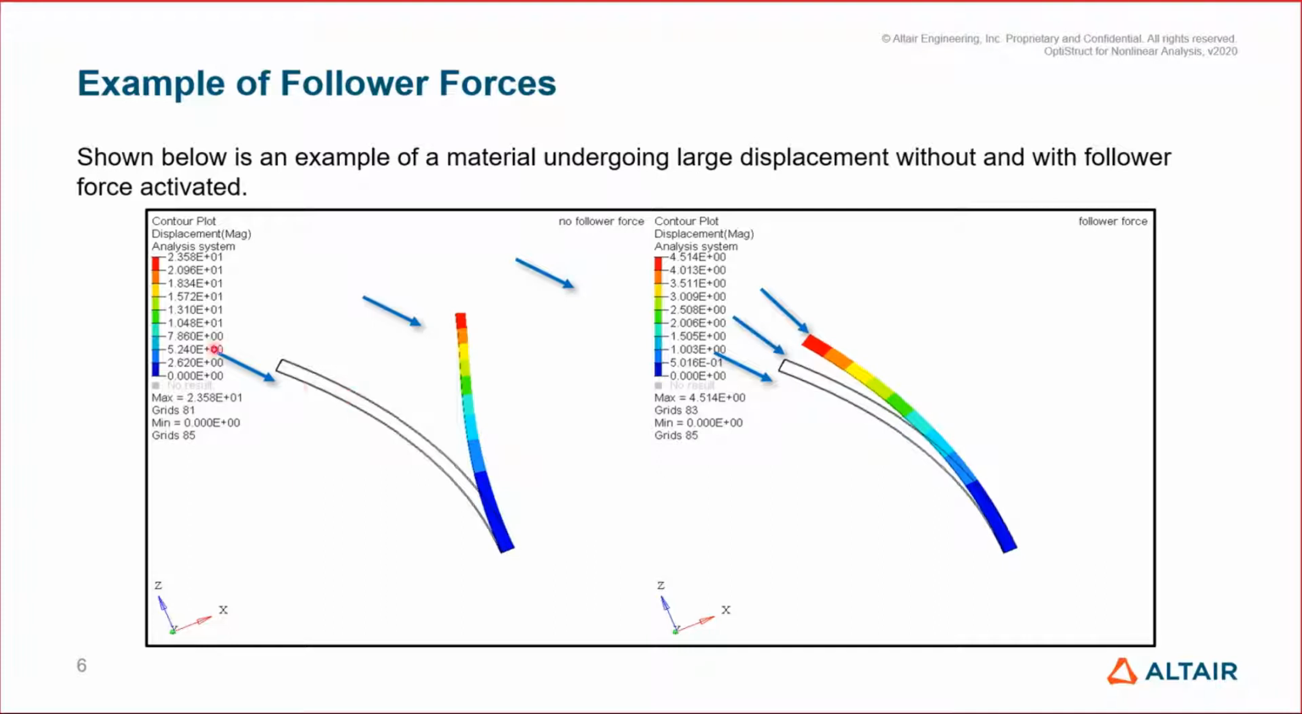Right, so it's an example where this is my loading, okay? If I don't turn on the follower load, it is just going to drag this beam all the way following this direction here. But if I have the follower load on, as I define my force to be always normal to this initial face, now this beam has been bent, my force will still keep to be normal to this face here, right? So that's where follower load will have effect.